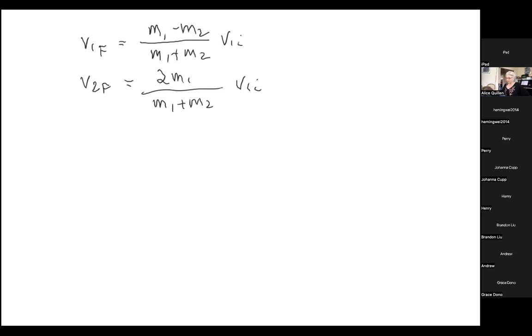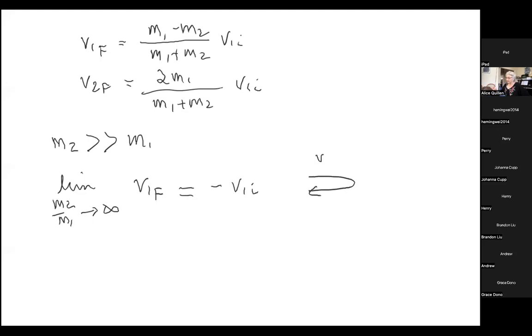What we were about to do at the end of lecture last time was compute some limits. The first limit I want to compute is what if M2 is a lot bigger than M1? So the limit of M2 over M1 going to infinity of V1F. M2 is much, much bigger than M1, and so the M1s drop out of this equation. This is equal to minus V1I. So when M2 is really big, M1 just bounces right back. It has the same velocity as it goes in, except with the opposite sign.